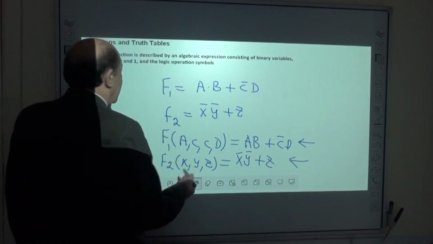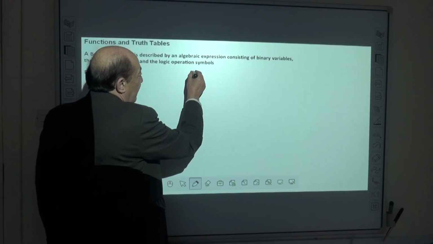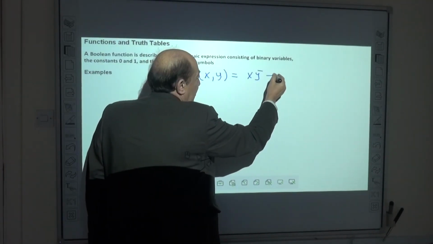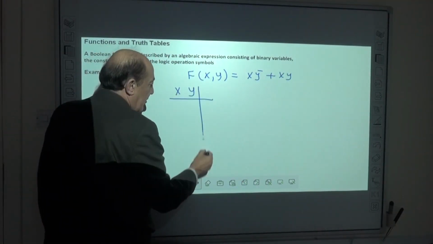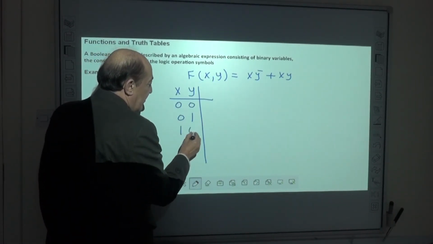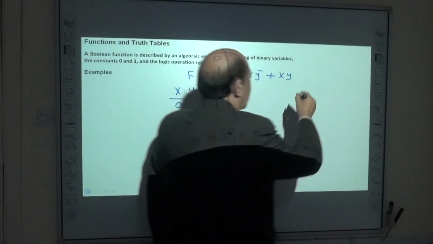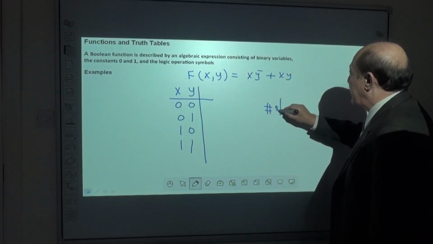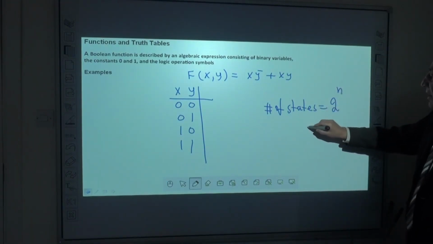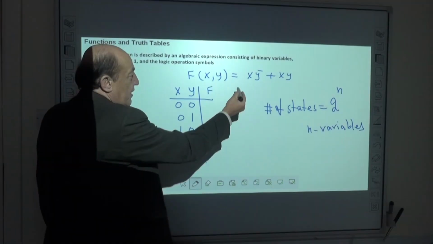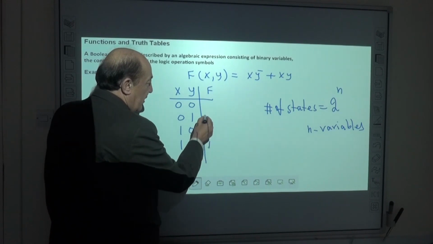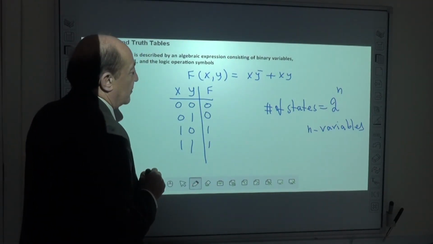Another way to express the function is the truth table. For example, if we have the function f of x y equals x not y or x y, we list all states of the variables. Since we have 2 variables, then we have 4 states. The number of states in the truth table equals 2 to the power n, where n is the number of variables. Here the function x not y is 1, x y here is 1, and the remaining values are zeros.